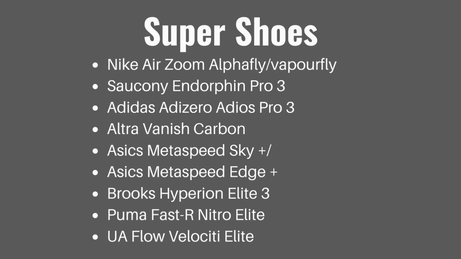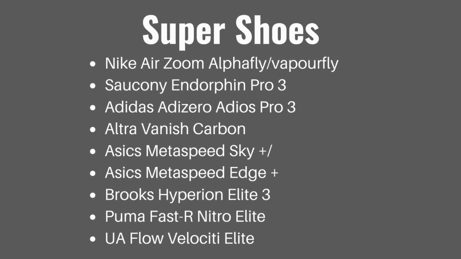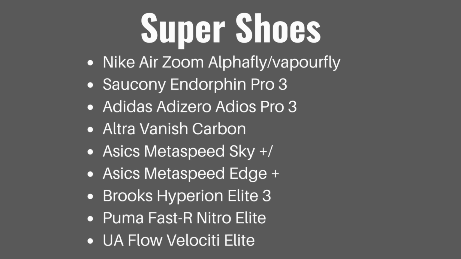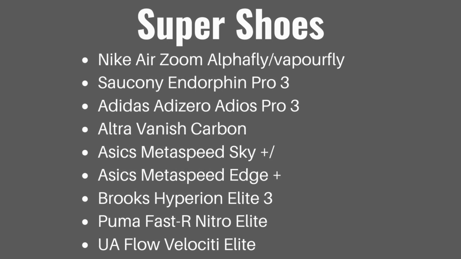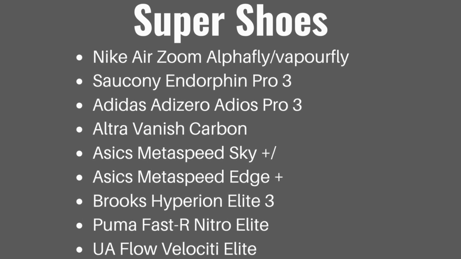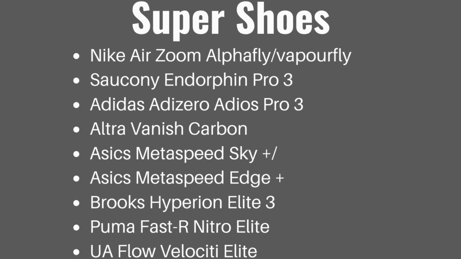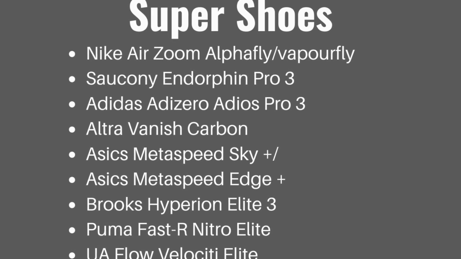Popular brands of the super shoes are things like the Nike Air Zoom Alphafly or Vaporfly, the Saucony Endorphin Pro 3, the Adidas Adizero Adios Pro 3, the Ultra Vanish Carbon, the Asics Metaspeed Sky and Metaspeed Edge, the Brooks Hyperion Elite 3, the Puma Fastar Nitro Elite, and the UA Flow Velocity Elite. So how is all this relevant to pain and injury?